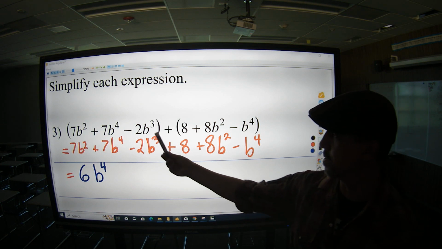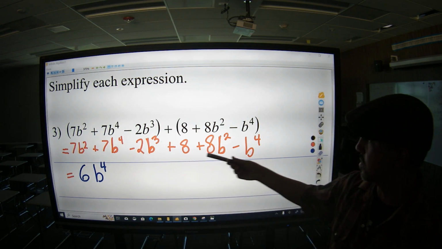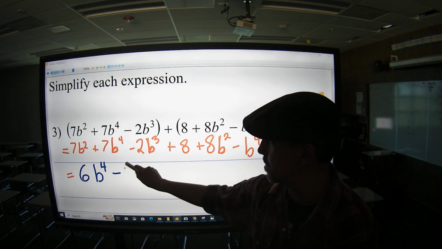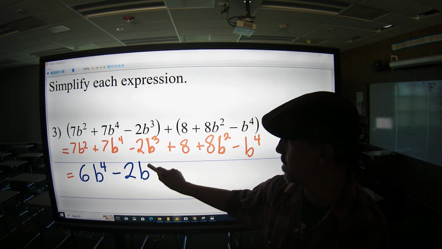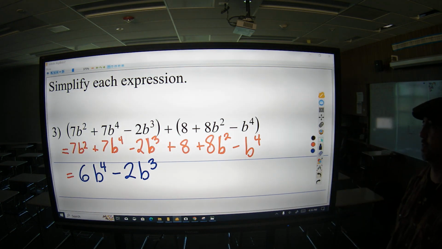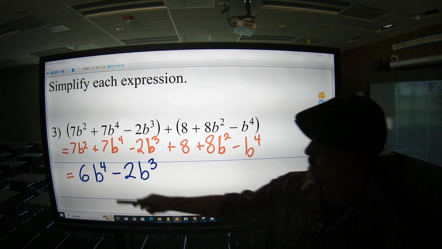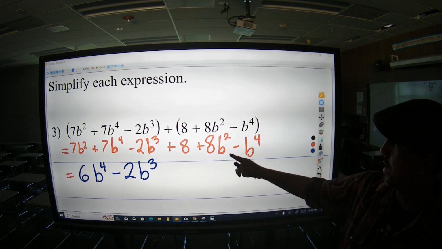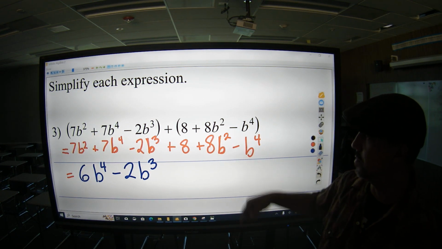So I have a cubic term, and I don't see any other cubic terms in our expression. So that means that one is not going to change. It can't be combined with anything else, so I'll keep that one there. Now I need to look for the squares, right? Where are our quadratic terms? In this case, I have 7b squared. I have one quadratic term, and I have another quadratic term here that's 8b squared.